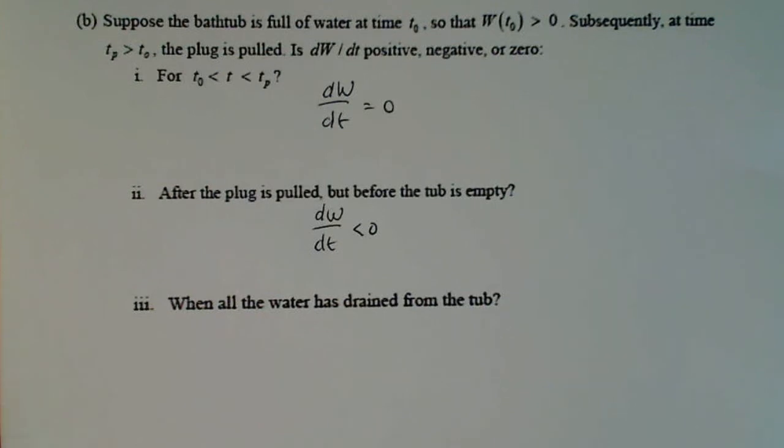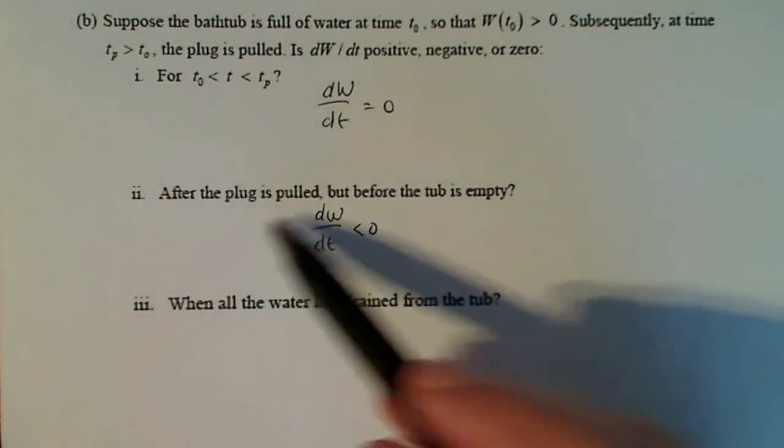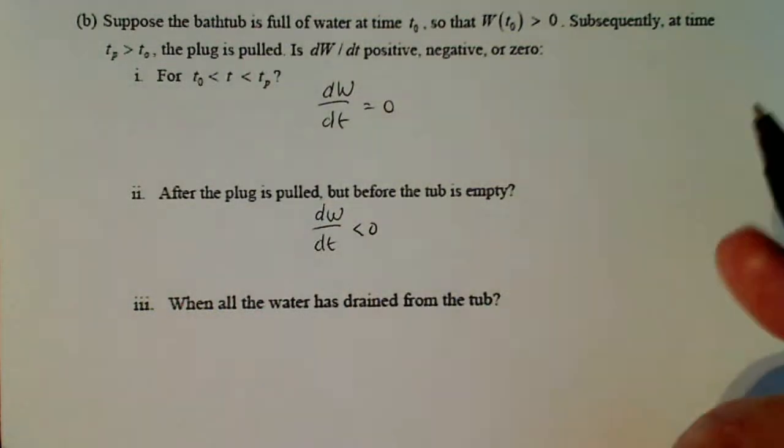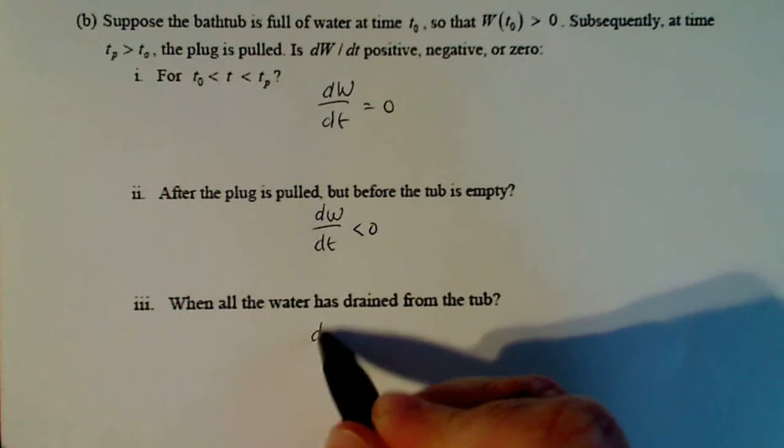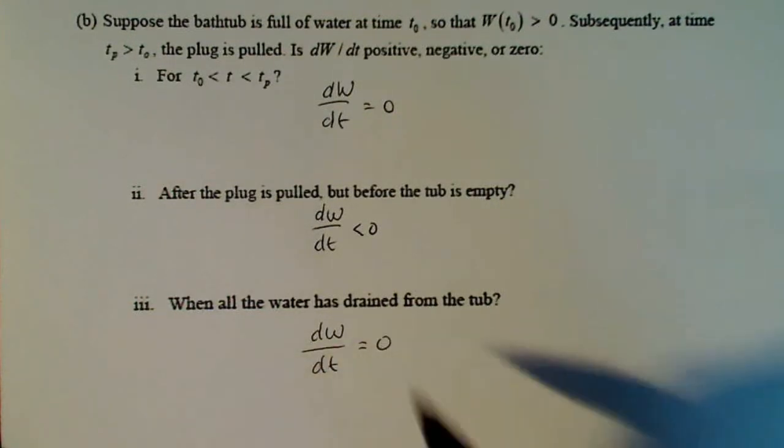And then lastly down here, when all the water has drained from the tub. So that's saying, okay, now the plug is pulled, all the water is gone, and then what happens to the rate after that? Well, there's no water in there, and there's no change in water level, so we're back to 0 again.